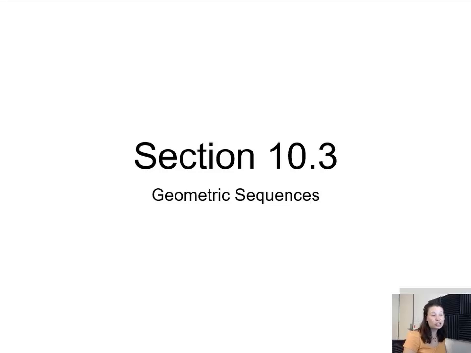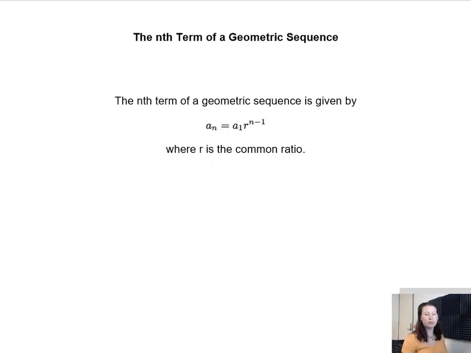Hi, this is section 10.3 on geometric sequences. So, first is what it looks like, right? The nth term of a geometric sequence is given by a_n equals a_1 times r to the n minus 1. Okay, so that means that r is a common ratio, okay?